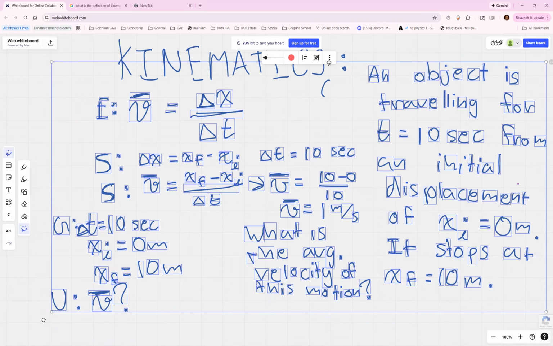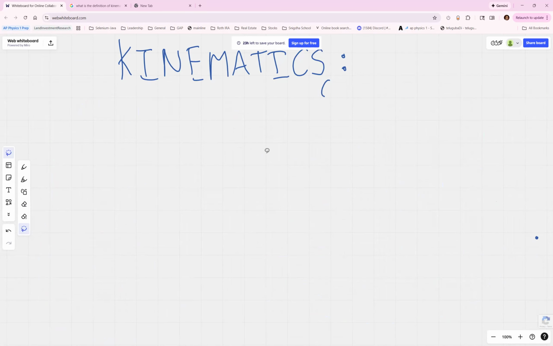Okay, so now that we understood average velocity and the definition of it, and we got a good understanding, we can move on to acceleration. Okay, so let's define acceleration.